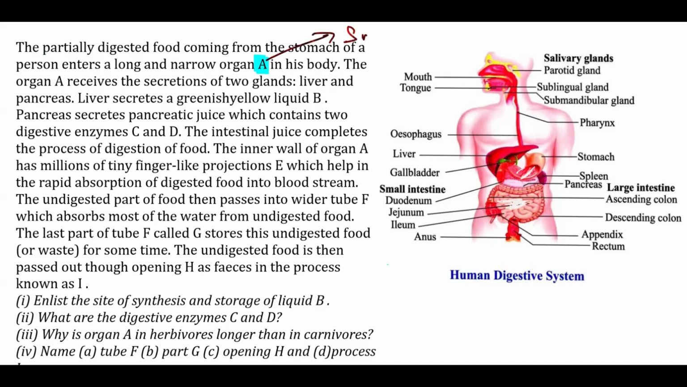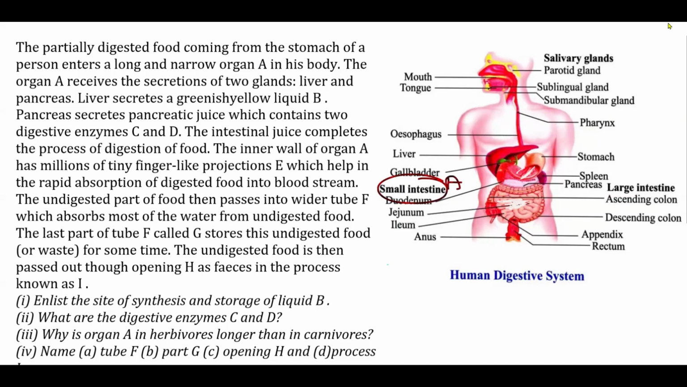This is the small intestine. And why did I show it this way? Because it's given as a narrow, long tube. So this is the small intestine. I can mark this as A over here. That's better to remember. A in this case is the small intestine.